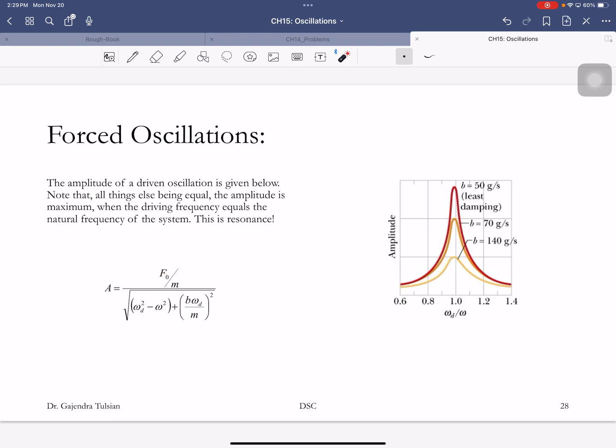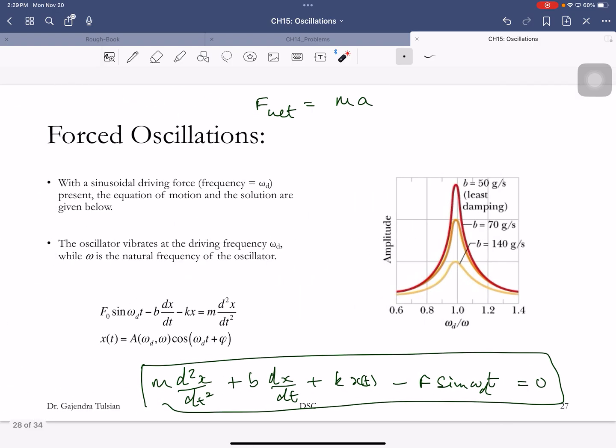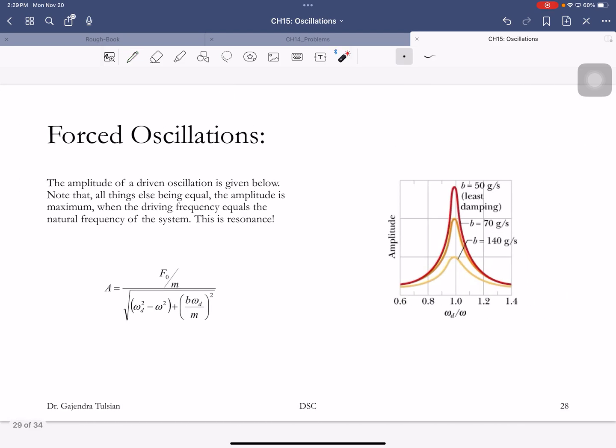F naught is the amplitude of the driving force. So here is F naught divided by the mass of the system. Here is the driving frequency. Here is the new frequency of oscillation. So the amplitude of oscillation depends on the driving frequency minus this, and there's the damping coefficient.